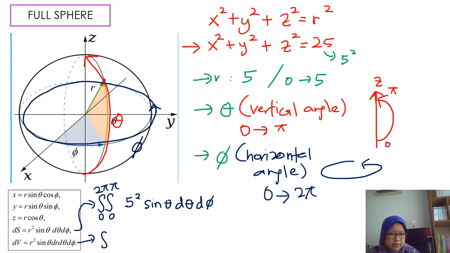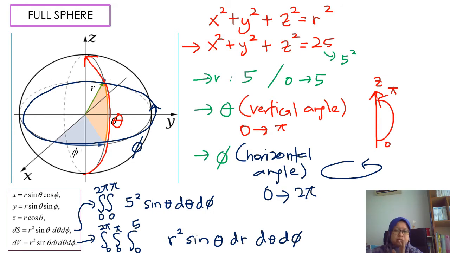Similarly, for the dV, you have to use a triple integral. So r squared remains as r squared. You don't have to substitute the value of r because here you have dr d theta d phi. You will write the r limit as 0 to 5. Theta is 0 to pi and phi is 0 to 2 pi. So this is a full sphere.